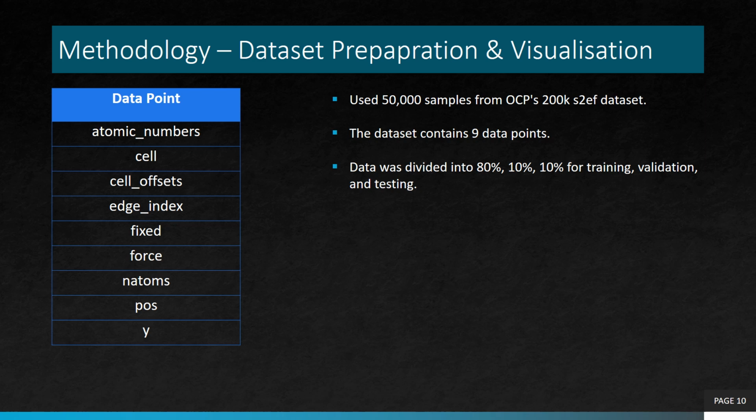We used 50,000 samples from the OCP 200K S2EF dataset. The dataset contains 9 data points, of which 3 are of great interest to us, namely the fixed, force, and Y variables. The fixed variable indicates free atoms, the force variable is the forces per atom, and the Y is the energy target. The data was then divided into 80%, 10%, and 10% for training, validation, and testing, respectively.